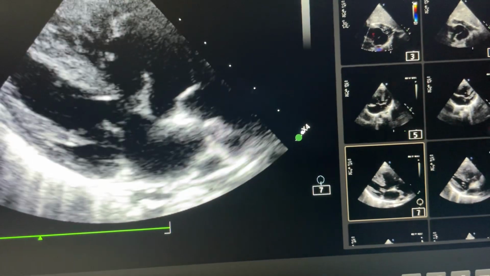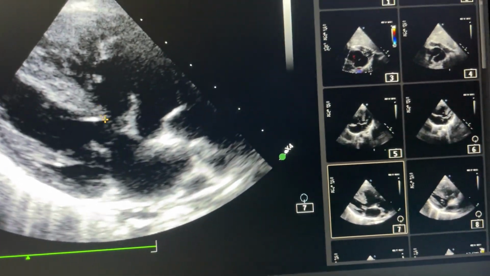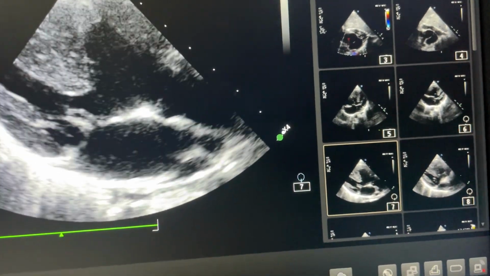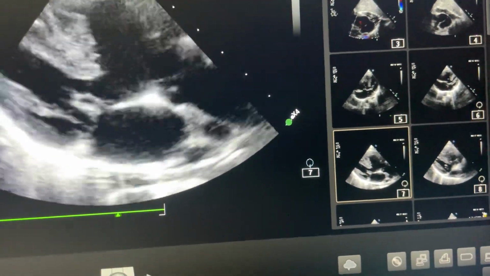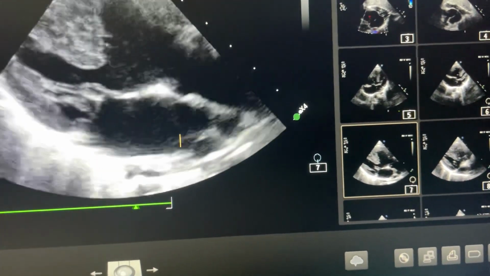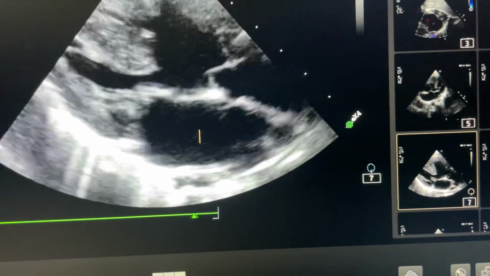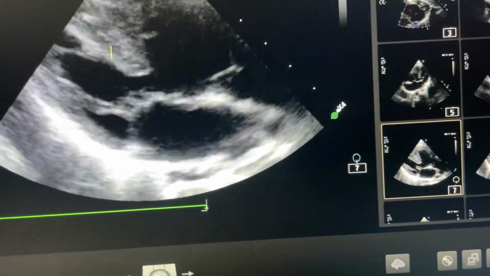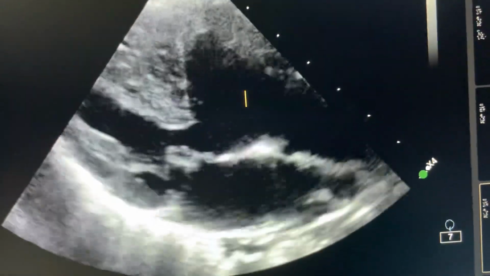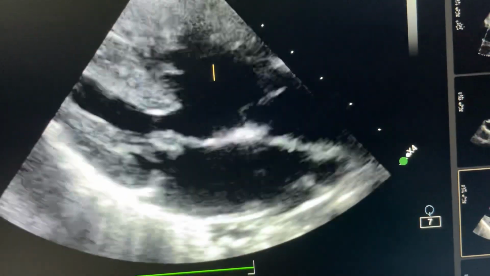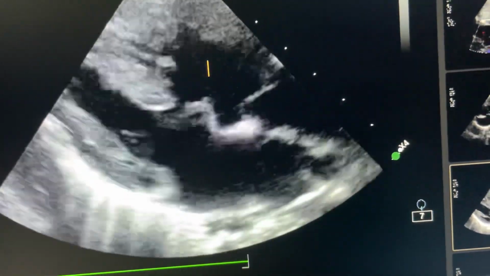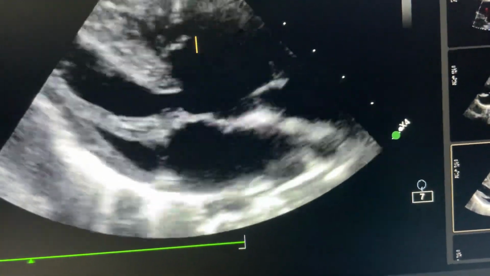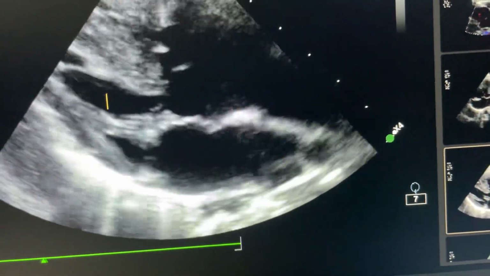The structures: this is left atrium, this is left ventricle, this is interventricular septum, this is aorta, and this is right ventricle. So aorta is arising from the right ventricle. You can clearly see this is right ventricle and this is left ventricle.